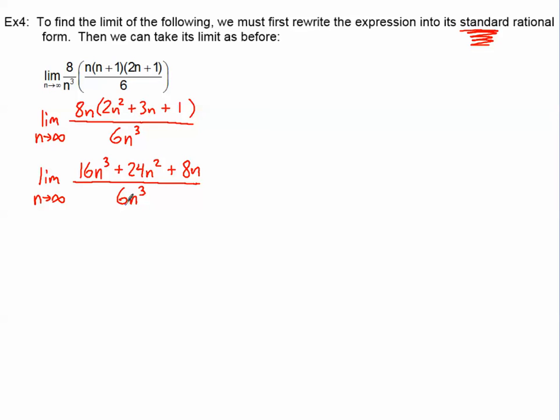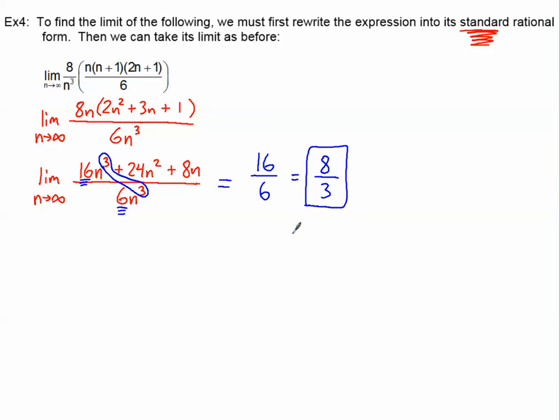And I'm looking at this rational function, and I see, hey, look at that. The degrees are the same. Because the degrees are the same, I know that this limit is going to be the leading coefficients, 16 and 6. This limit is 16/6. Now obviously that can reduce, and we'll do that. It's 8/3. And that is our ultimate answer for this limit.